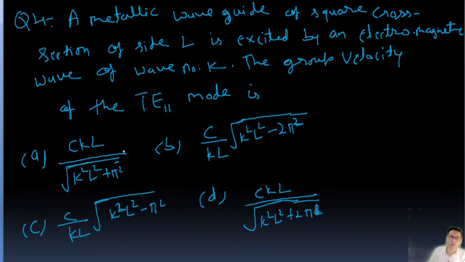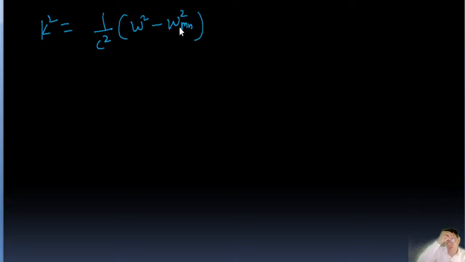Okay, so these are the options. A metallic waveguide of square cross section of side L is excited by an electromagnetic wave of wave number k. The group velocity of the TE11 mode is, okay. We need to find out the group velocity. So I'll solve it. First we need to know one formula, that is k square equals, you need to note down and memorize it, guys. Solve questions using this formula and you can easily memorize it. So k square equals 1 upon c square into omega square minus omega mn square. This you need to note down.